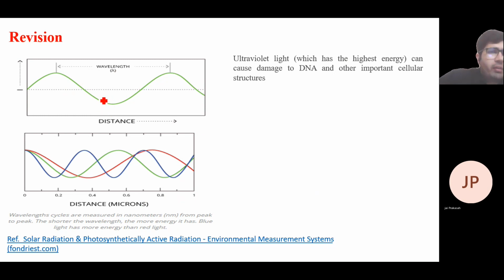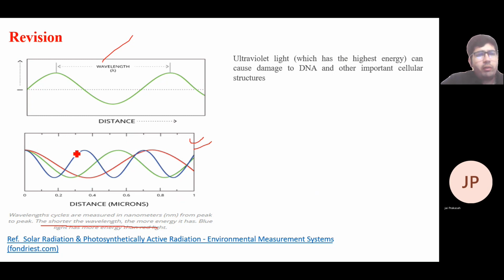So this slide we have covered in our previous class. Just for a quick revision, how do we measure the wavelength? It's the distance between two peaks, from peak to peak for a wave. Wavelength is measured in nanometers from peak to peak. The shorter the wavelength, the more energy it has. And blue light has more energy than red light. You can see in this graph.